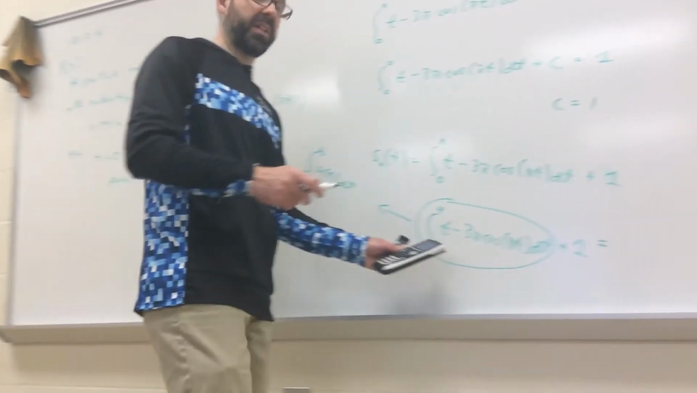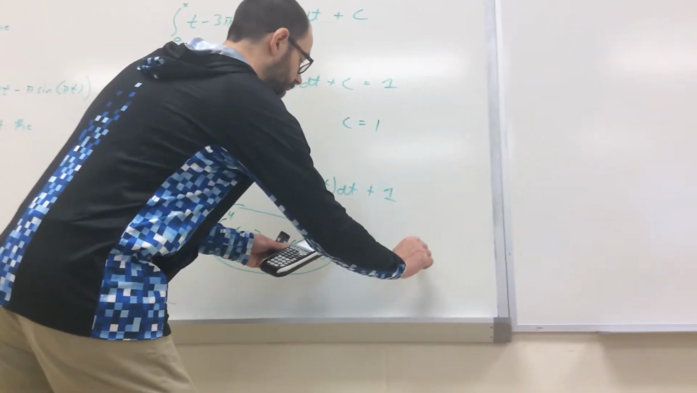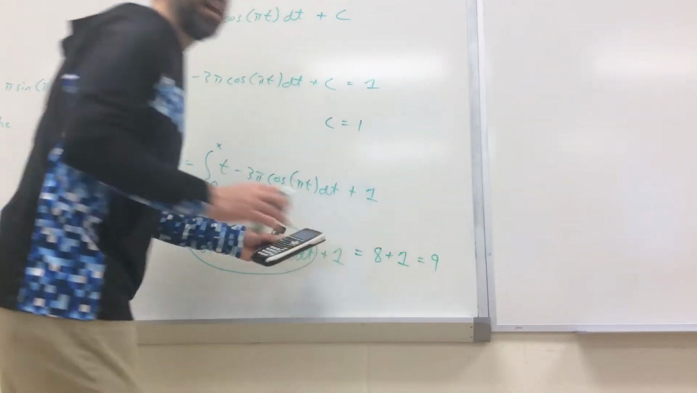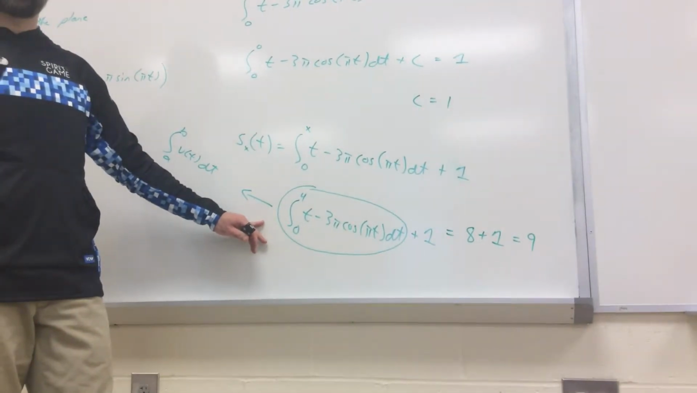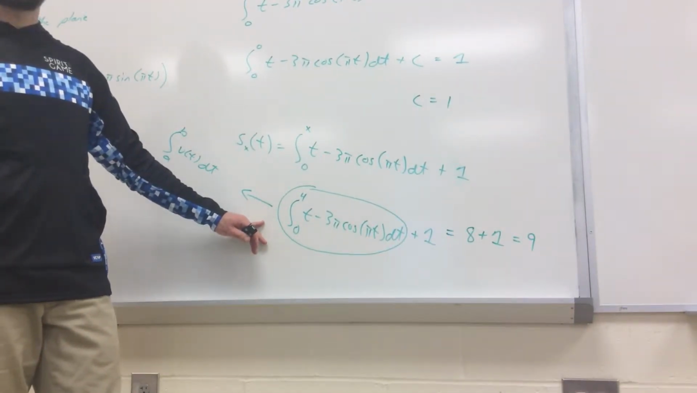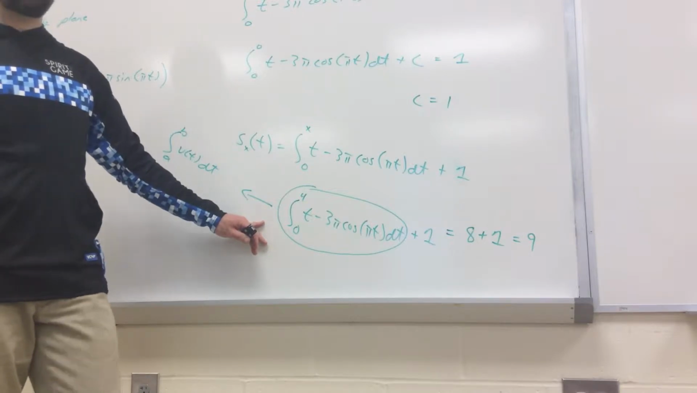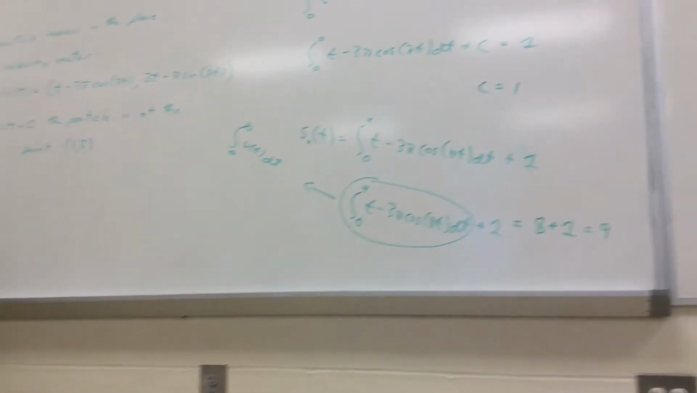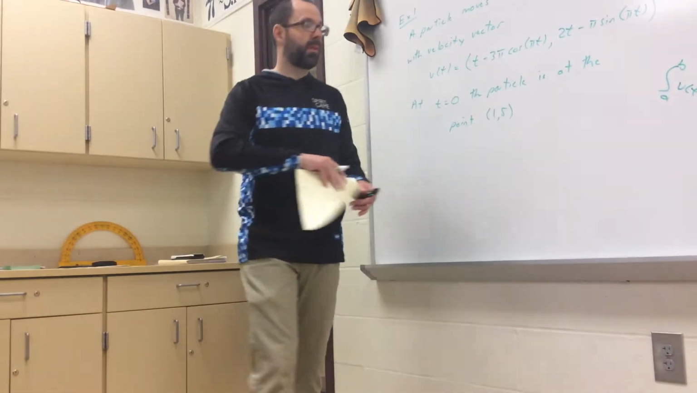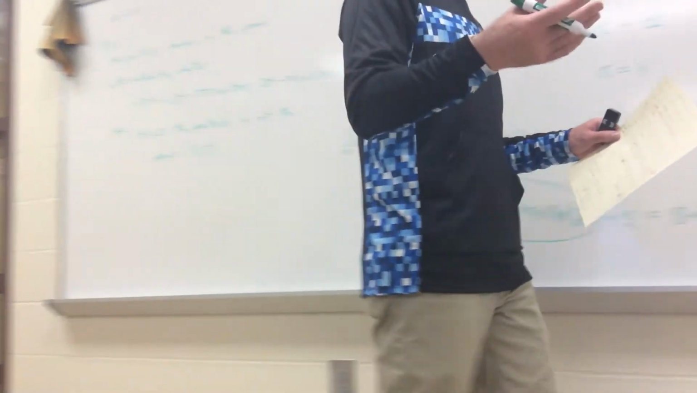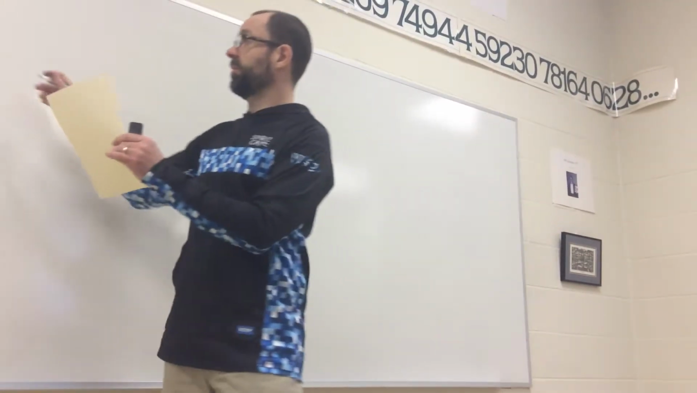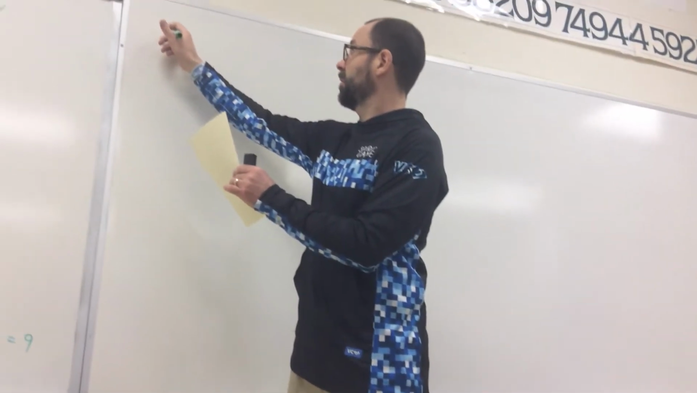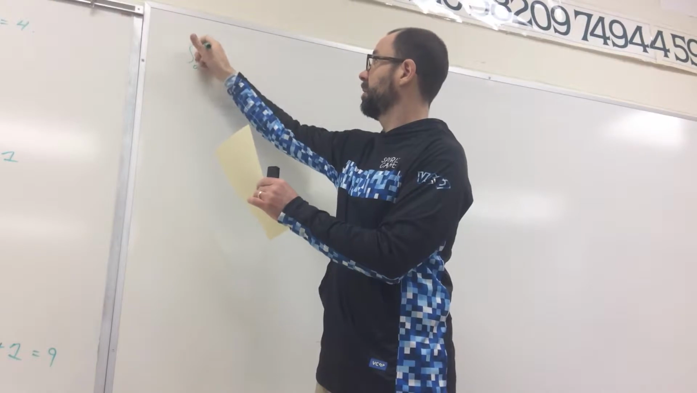So when I integrated this, I got 8, and then the 8 plus 1 comes out to 9. So the x-coordinate of the position at time t equals 4 is going to be 9. Okay, so I also need to find the y-coordinate of the position. So I'm going to find the y displacement.